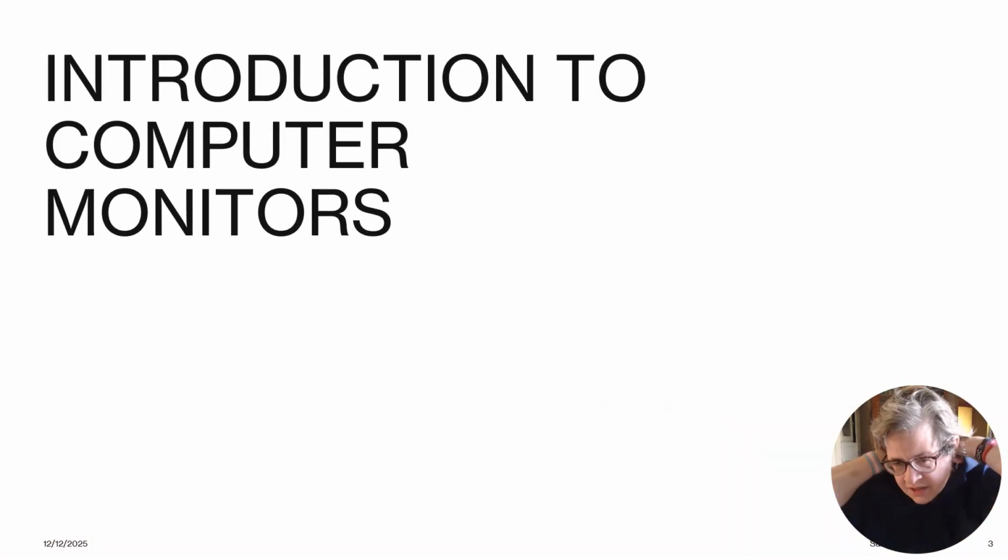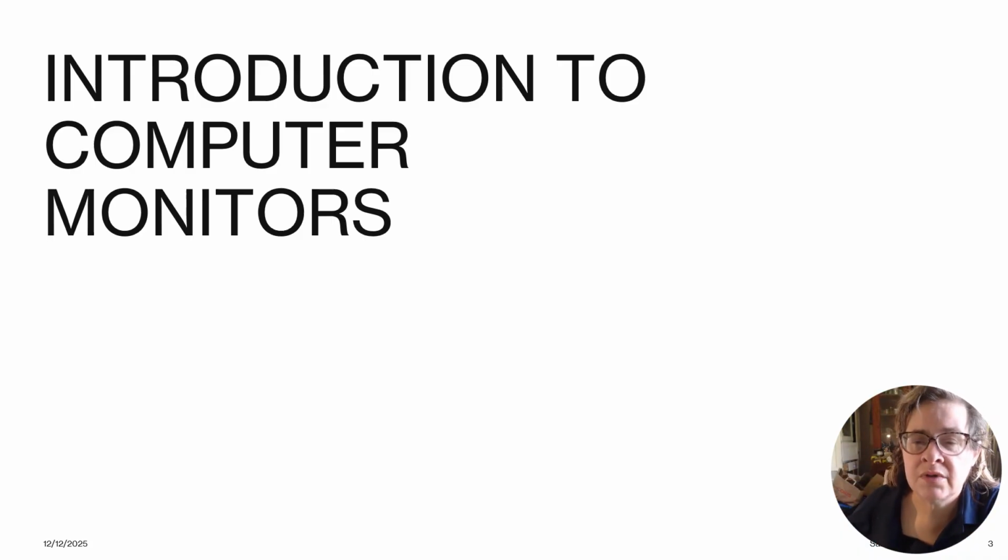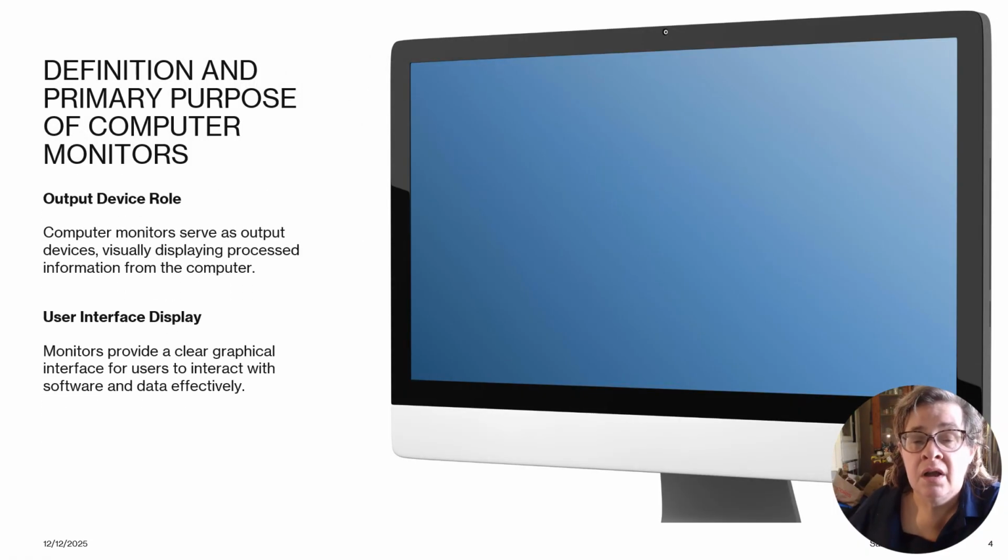The following section introduces computer monitors by defining the purpose, tracing the historical development and understanding the critical role they play in computer systems. Computer monitors are output devices that visually display information processed by a computer. Their primary purpose is to provide users with a clear graphical interface to interact with software and data.